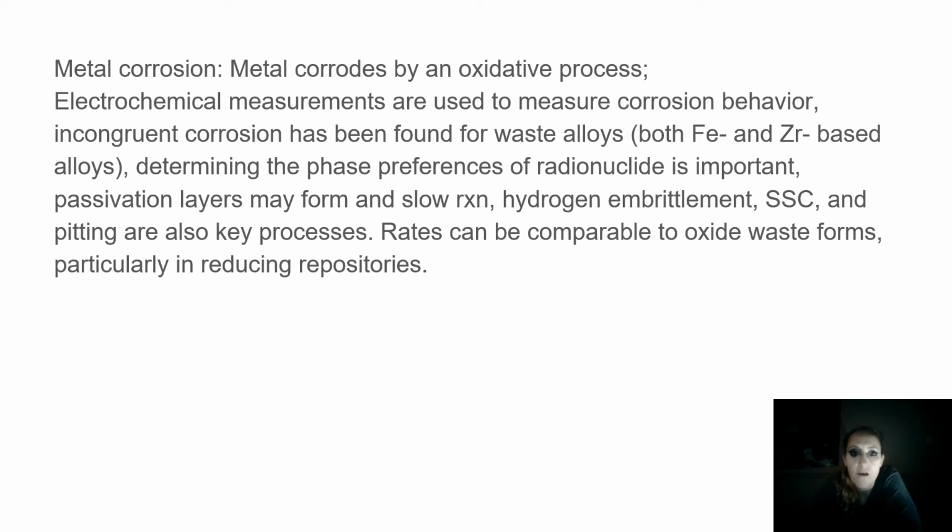Metal corrosion: metal corrodes by an oxidative process. Electrochemical measurements are used to measure corrosion behavior. Incongruent corrosion has been found for waste alloys, both iron and zirconium-based alloys. Determining the phase preferences of radionuclides is important. Passivation layers may form and slow reaction. Hydrogen embrittlement, small-scale chemistry, and pitting are also key processes. Rates can be comparable to oxide waste forms, particularly in reducing repositories.